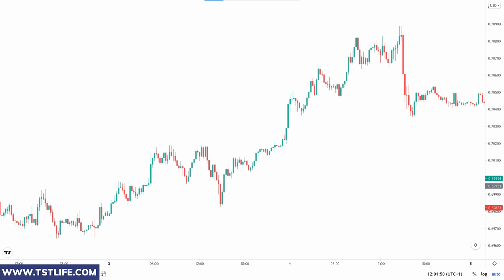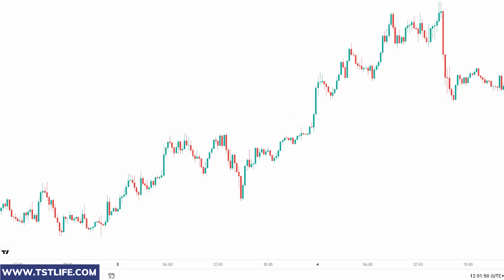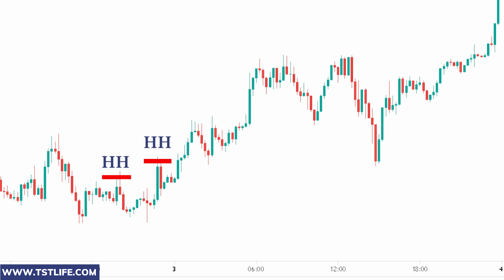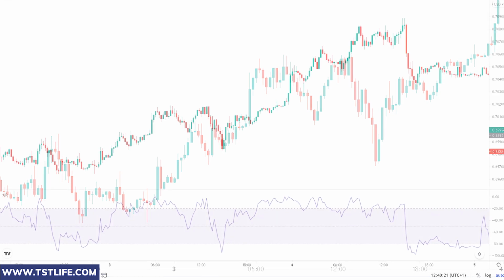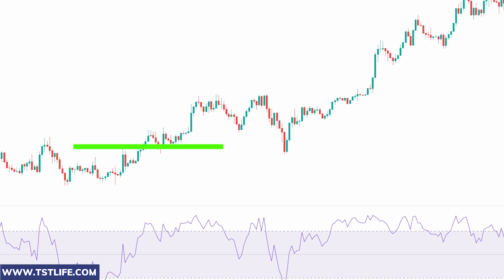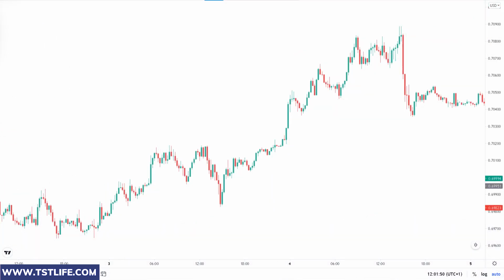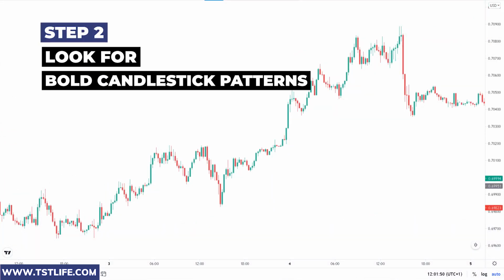You can observe the price action and define the latest swing high or low. In general, an uptrend is usually represented by a series of higher highs followed by higher lows. You can also use the zigzag indicator to make life easier. We can notice here a clear uptrend as price is forming a series of higher highs. Now it's time to move on to the second step. Here I want you to look for bold candlesticks that close near the higher end of the candlestick.